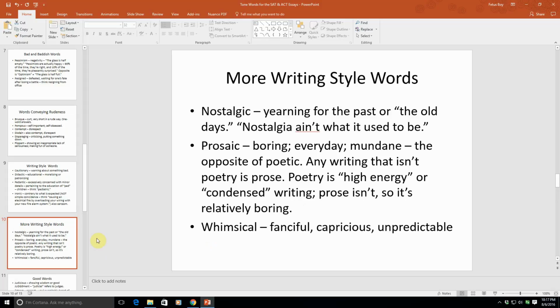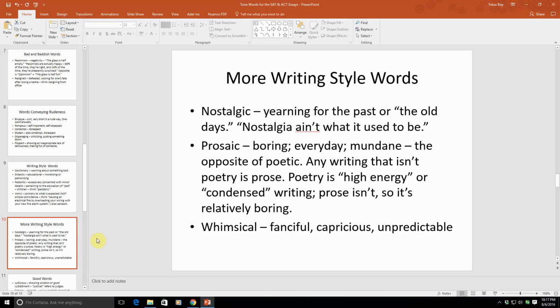Prosaic is something that's boring, everyday, mundane. It's the opposite of poetic, because any writing that isn't poetry is prose. We all know that poetry is high energy or condensed writing. It expresses some really lofty ideas in a very small number of words, whereas prose is kind of like what I'm saying right now. It just says things in a straightforward and relatively boring way.